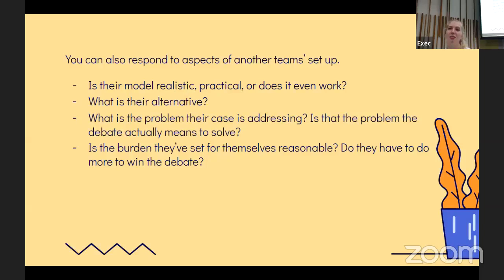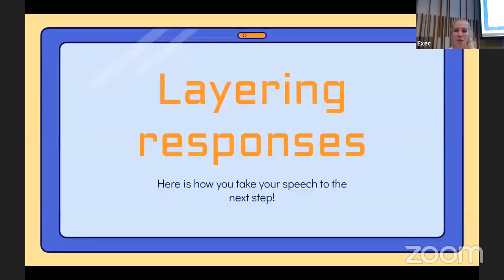Obviously, most of the time, teams will strategically try and set themselves really, really low burdens, or a very, very low minimum to win the debate. So you want to try and get that up a little bit higher so that they have a little bit more trouble getting to the winning point.